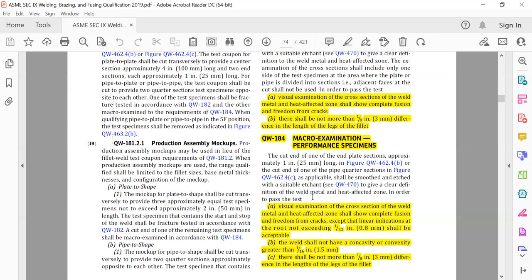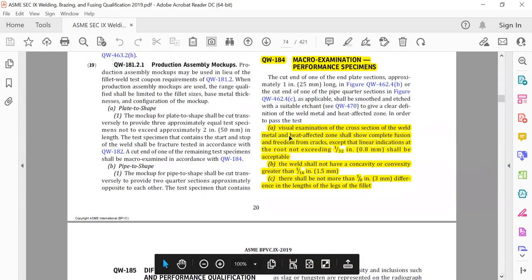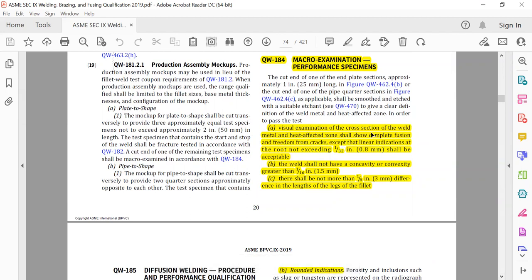Macro examination performance specification. Visual examination of the cross section of the weld metal and heat affected zones, also complete fusion and freedom from cracks, except that linear indication at the root not exceeding 1/32 inch, 0.8 mm, shall be acceptable. The weld shall not have a concavity or convexity greater than 1/16 inch, 1.5 mm. There shall be not more than 1/8 inch, 3 mm, difference in the length of the legs of the fillet.